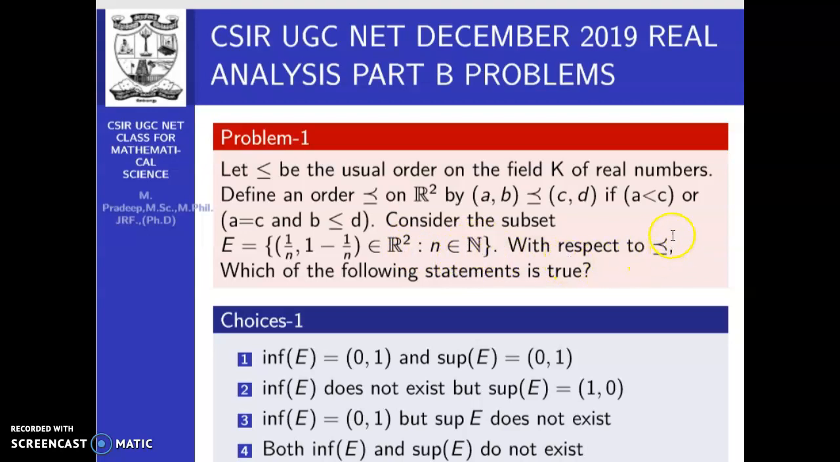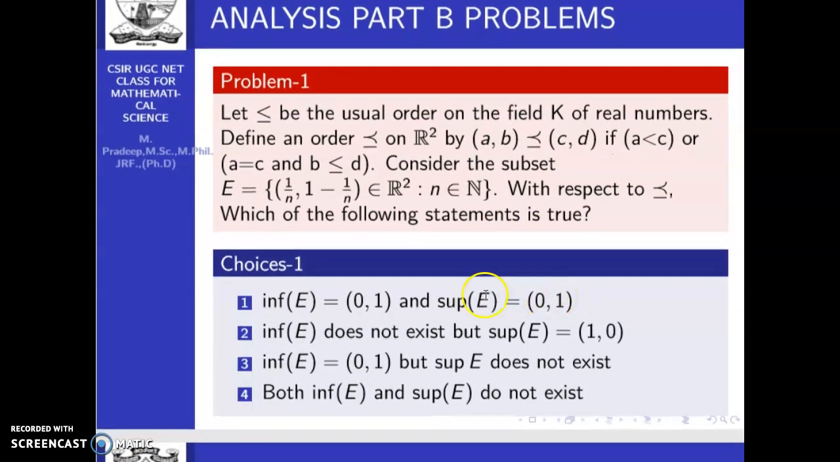With respect to the order defined, which of the following statements is true? It's a very simple problem. Option 1: infimum of E is (0, 1) and supremum of E is (0, 1). Option 2: infimum of E does not exist, but the supremum of E is (1, 0). Option 3: infimum of E is (0, 1), but the supremum of E does not exist. Option 4: both the infimum and the supremum of E do not exist. Okay, it's a very simple problem.